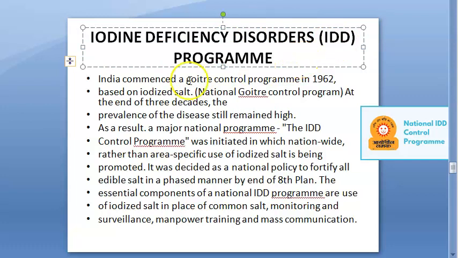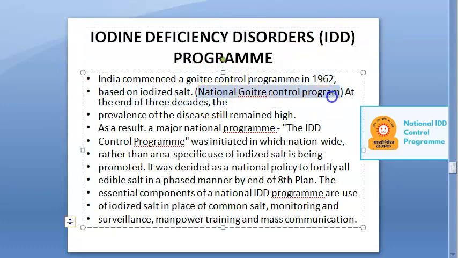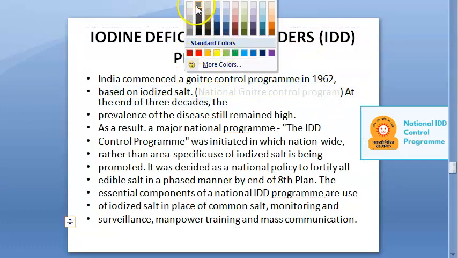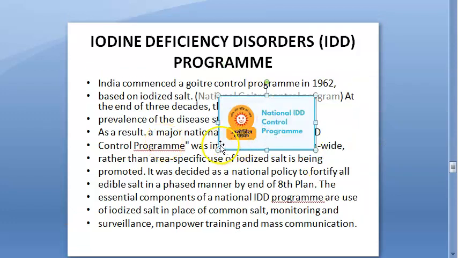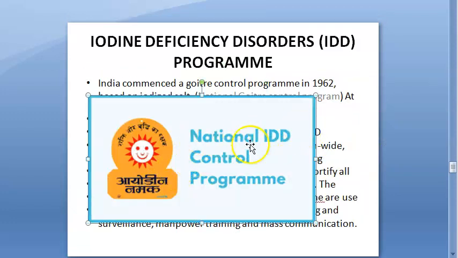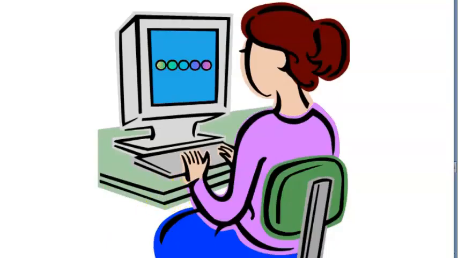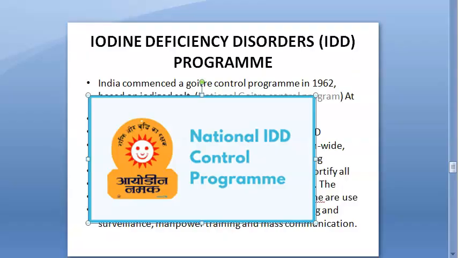Then coming to the Iodine Deficiency Disorders Program. So this is what we were talking about, right? Earlier it was the National Goiter Control Program. So we'll make it gray. Earlier it was this. Now what do they have? The National IDD Control Program. So NIDDCP. Whenever you see IDD, you will not get confused. NIDDCP, National IDD Control Program.